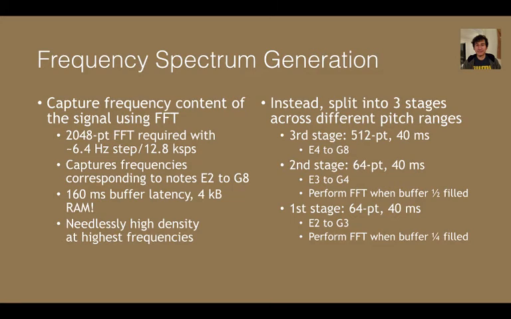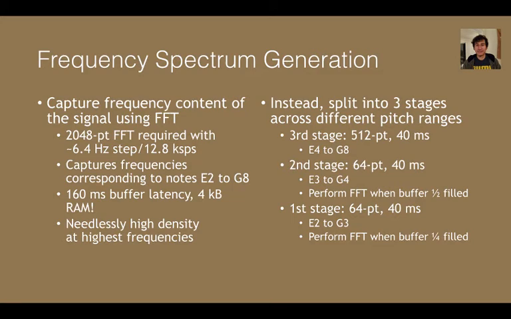Instead, what we chose to do is to split the fast Fourier transform into 3 stages across different pitch ranges. For the third stage, we do a 512 point fast Fourier transform, which only requires around 40 milliseconds worth of samples, and this allows us to capture the notes from E4 to G8.